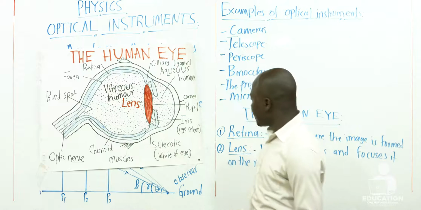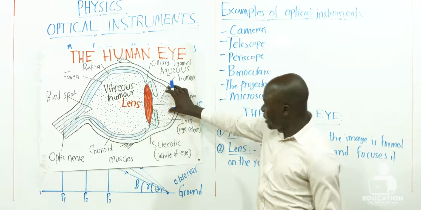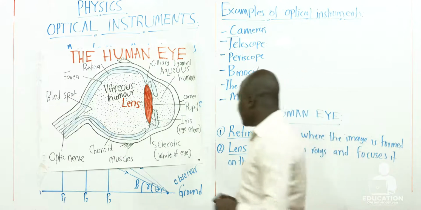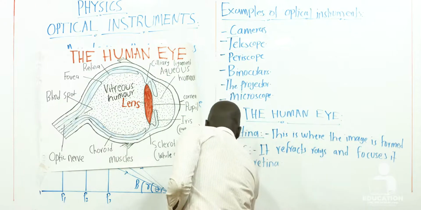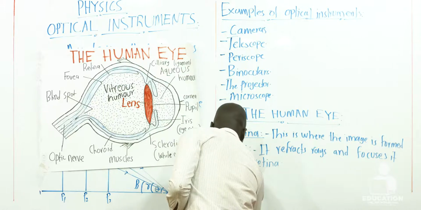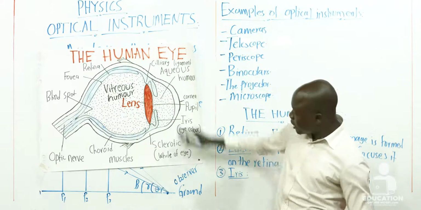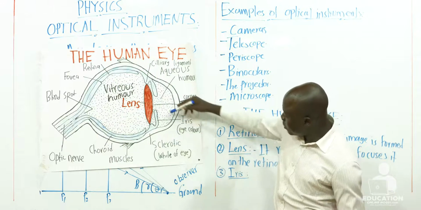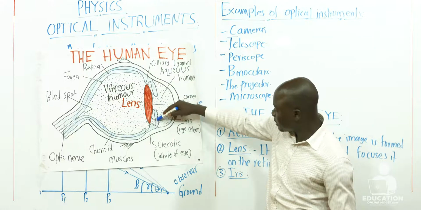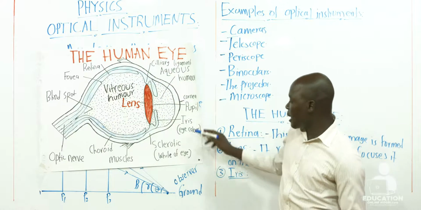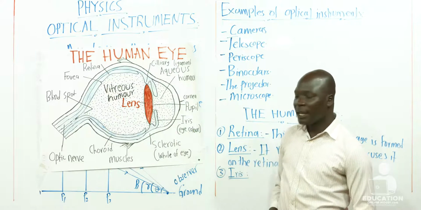Then, dear learners, the next part of the human eye that we are also going to concentrate on is the iris. Number 3 is the iris. Looking at the structure of the human eye, this is what we call the iris. And the iris is the one that forms the color of the eye.